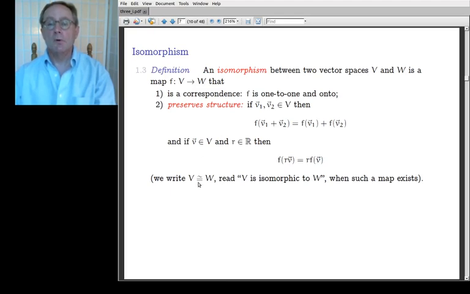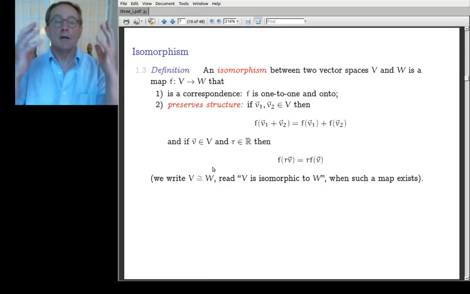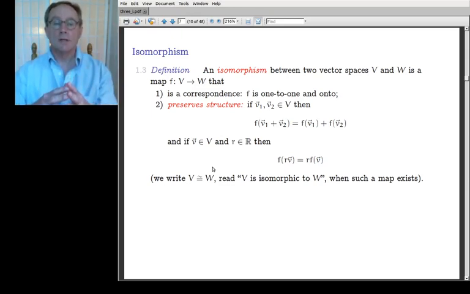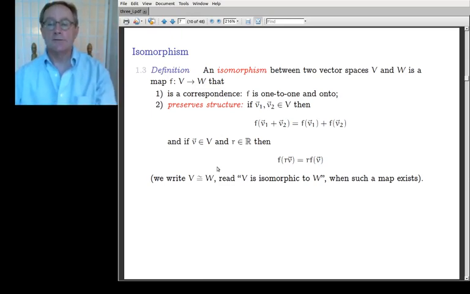You see this symbol here, it's like an equal sign with a little twiddle written above it, so in some ways it's like a combination of equals and approximately equals. You read that as V is isomorphic to W. They're not equal, but they're just like each other. They're alike. And the function describes in what way they're alike.